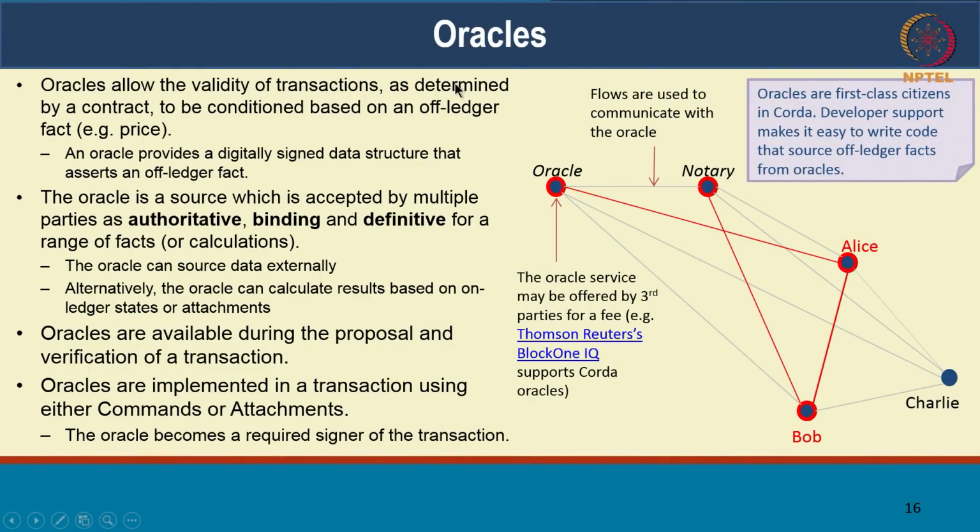Finally, coming to oracles, which are also a first-class principle in Corda. Oracles serve as an authoritative, binding, and definitive authority on facts that are external to the network. For instance, if a smart contract depends on the share price of a particular share, then there could be an oracle responsible for providing the share price, and all the peers trust the oracle to provide the same price information to all of them, regardless of who is requesting.